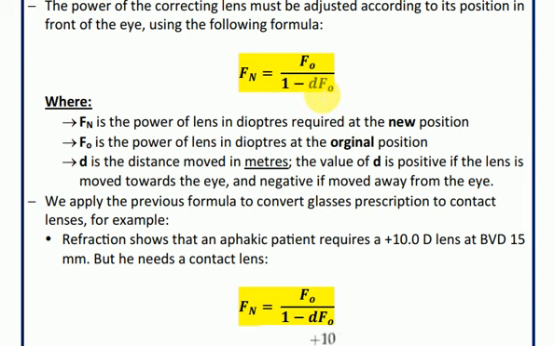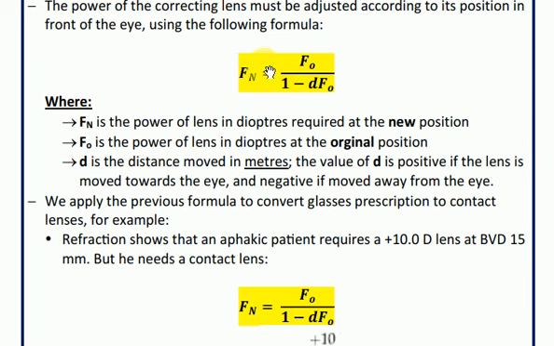So this d is the distance moved in meters. The value of d is positive if the lens is moved towards the eye, and negative if the lens is moved away from the eye. Fn is the power of the lens in diopters at the new position, and Fo is the power of the lens at the original position, and d is the distance moved in meters.